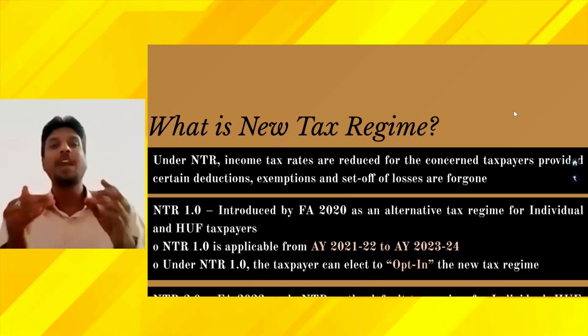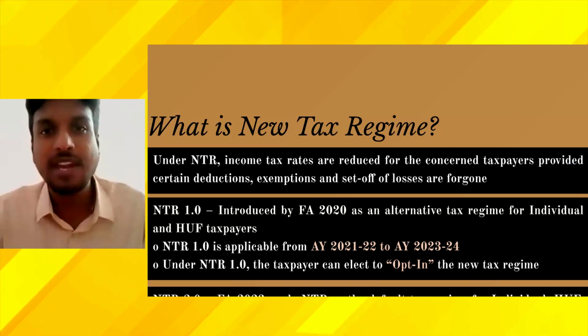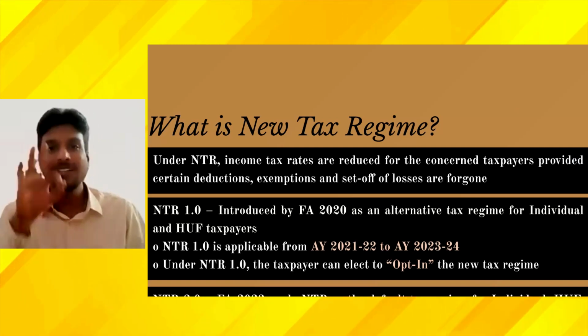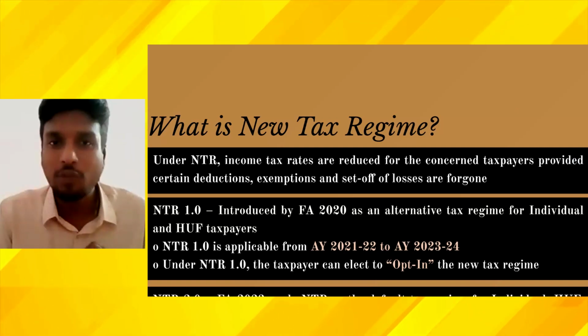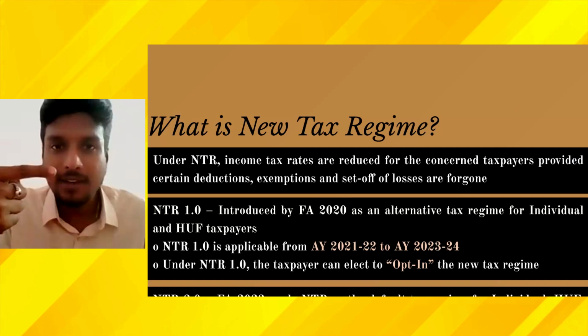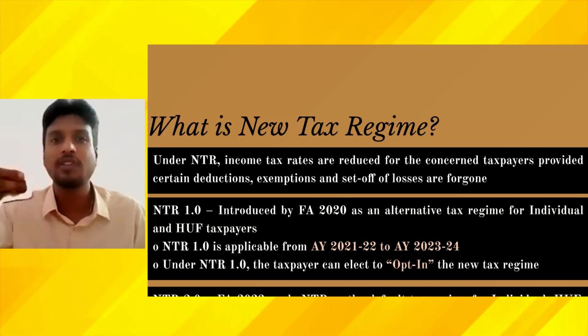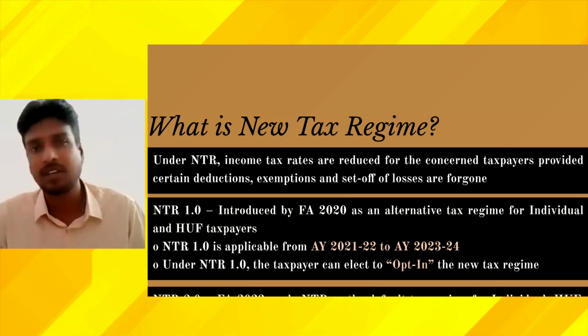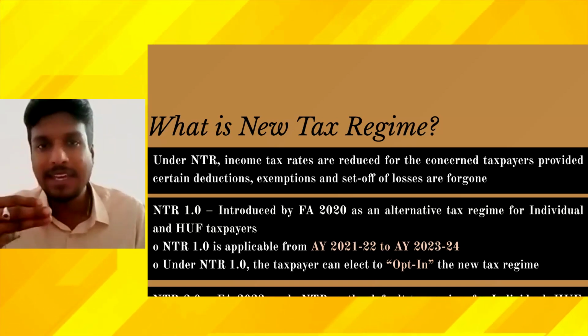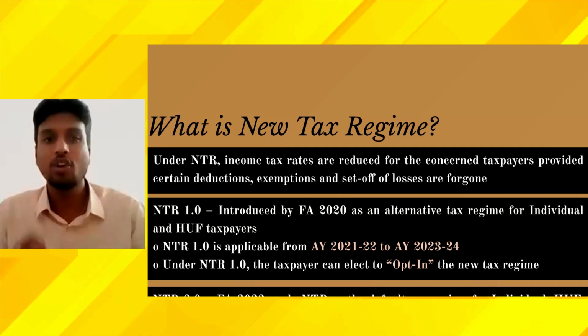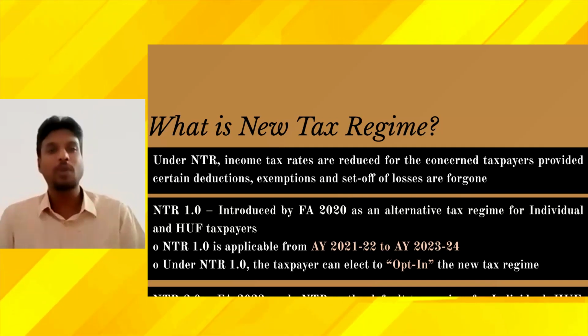Okay, so if one has to claim the reduced tax rate, then he has to forego three things. What are the three things that he has to forego? He has to forego the set off of losses, he has to forego certain exemptions, and he has to forego certain deductions. So all the three he needs to forego in order to claim the benefit of the new tax regime.